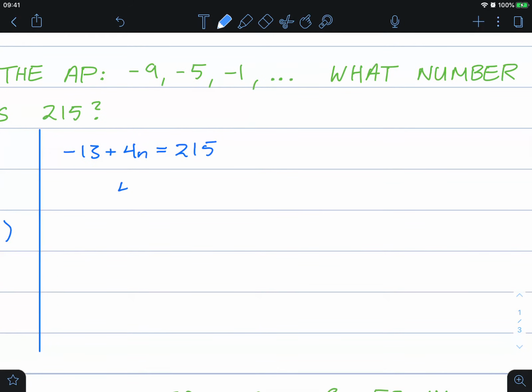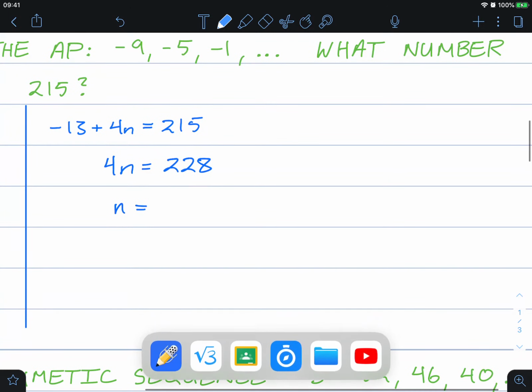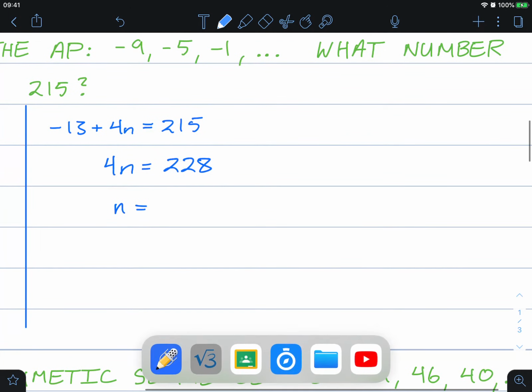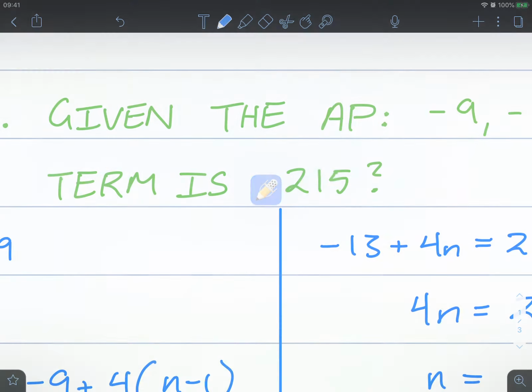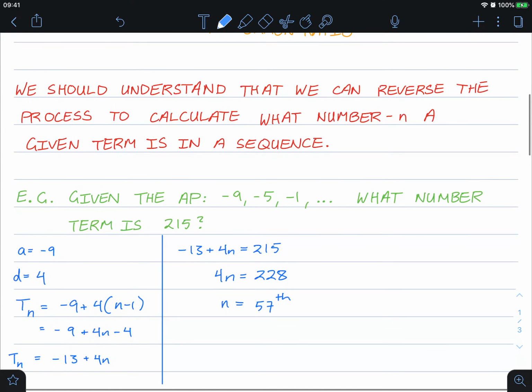Solving for n, 228, n is equal to, you can just plug this into your calculator if you'd like. Gives us 57. So the 57th term is the number 215.